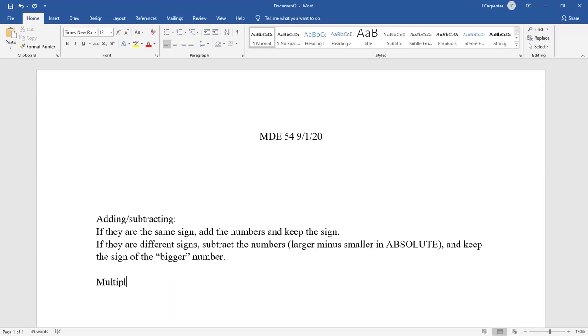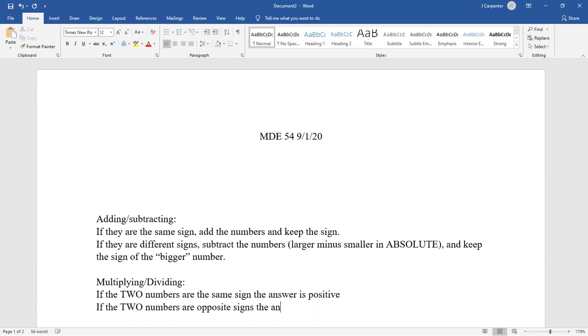Multiplying and dividing. These rules are a lot clearer and simpler if they are the same sign. Let me just be more specific. If the two numbers are the same sign, the answer is positive. Two numbers, because this rule doesn't apply for 3 or 4 or 5, it's just 2, are opposite signs, the answer is negative.